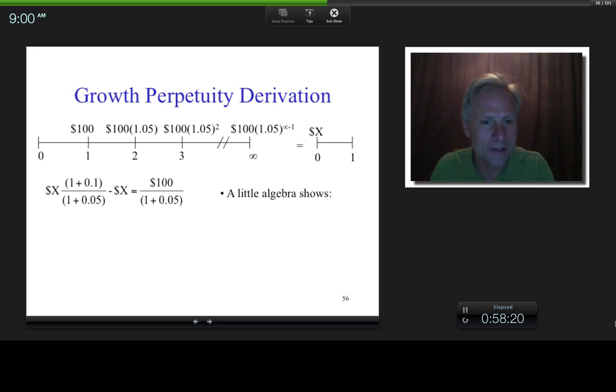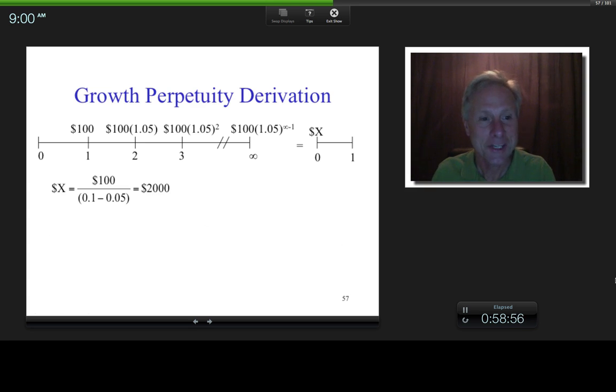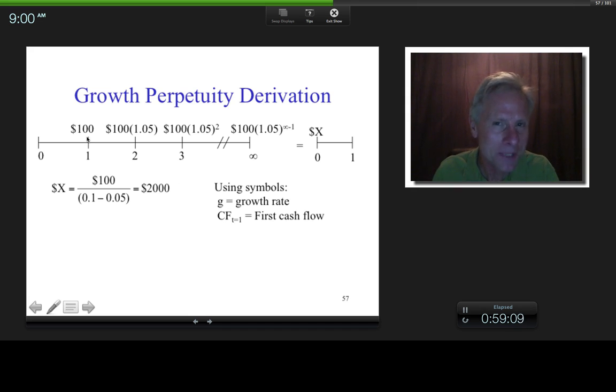And so if you solve for x, you would get that it's equal to the cash flow that happened at the first time period divided by the discount rate minus the growth rate. Or in this example, $2,000. If you want to convince yourself of that, then go ahead and do the algebra. And so essentially, if you apply symbols, notation, okay? If G is the growth rate and C is the cash flow at time 1, again, notice the solution is at the same time period or one period earlier? One period earlier, right?